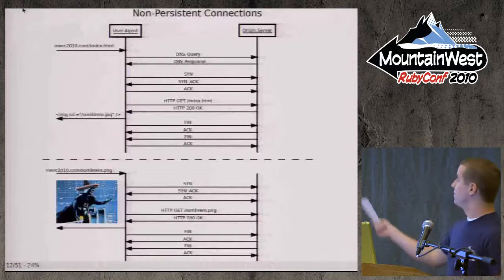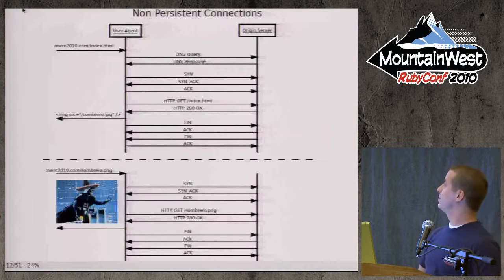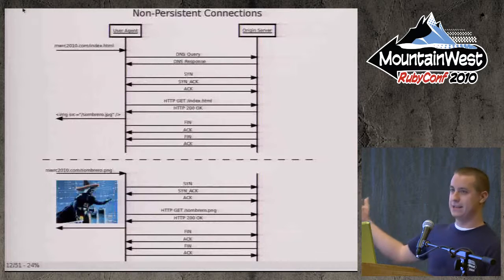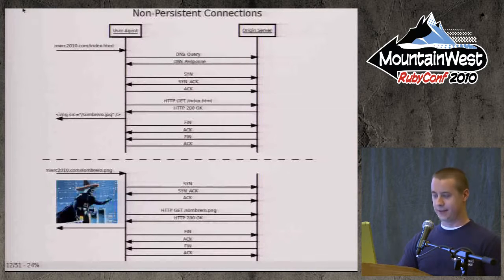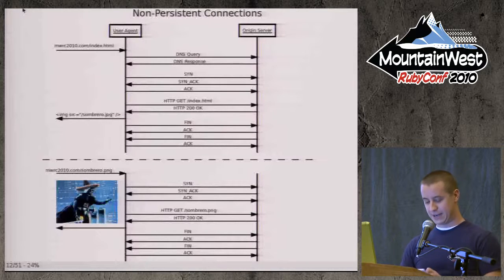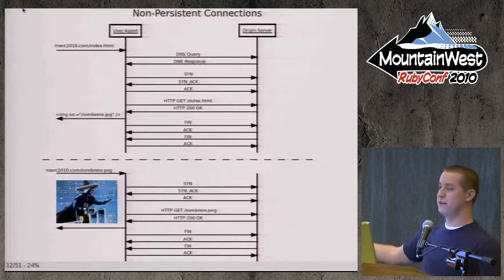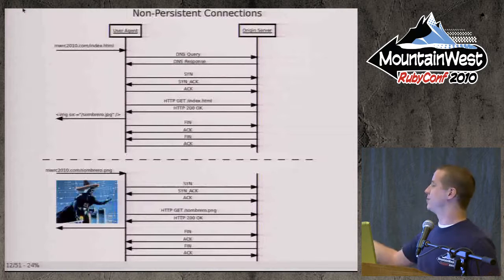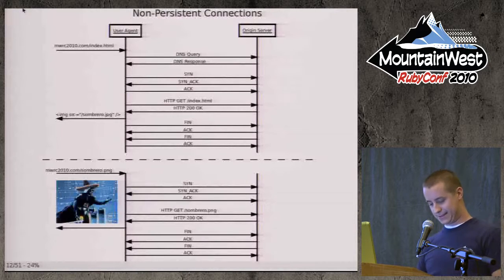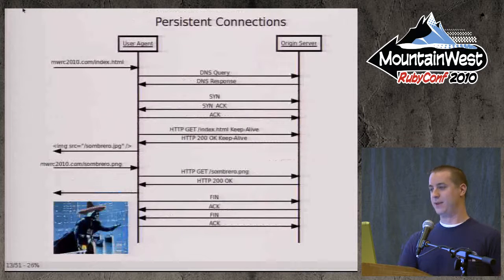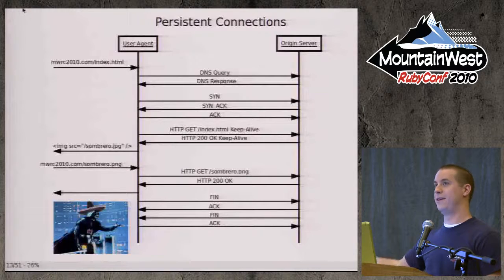This is what it looks like with a non-persistent HTTP request. First you have to do the DNS lookup and you get a response. Then you have to do the TCP SYN/ACK. That's a three-way handshake to make sure the connection's ready. Then finally you can do the GET and you get the response. Then when that's all done, you have to do a four-way handshake to finalize and close the connection. And when you need to get the next thing, you start all over and do it again. You skip the DNS request, but still it's a lot of overhead. But if you're using persistent connections, you get to skip the three-way handshake and the finalize between every request.